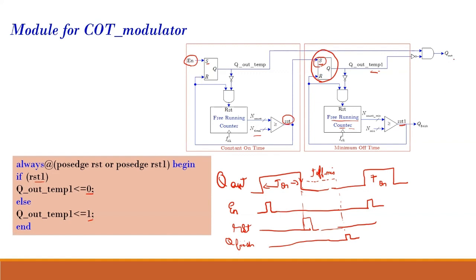My Q out, this enable comes, this timer comes, this Q out temp becomes 1. Okay, and my Q out temp 1 was actually 0. It was 0. Why was it 0? Because this was not set. The set had not come, and it was just reset. Okay, so it was having the value 0.